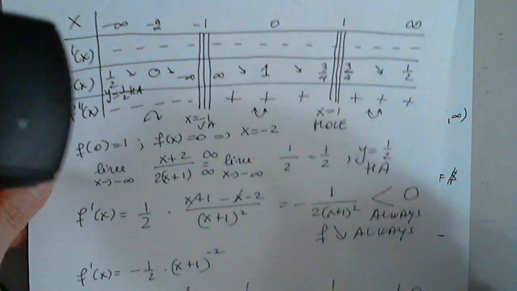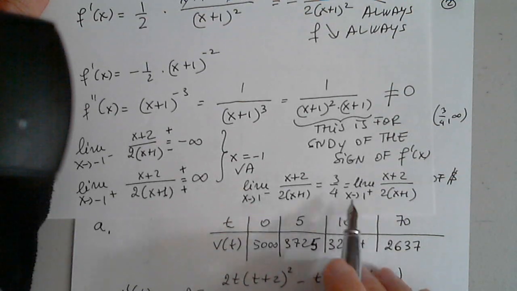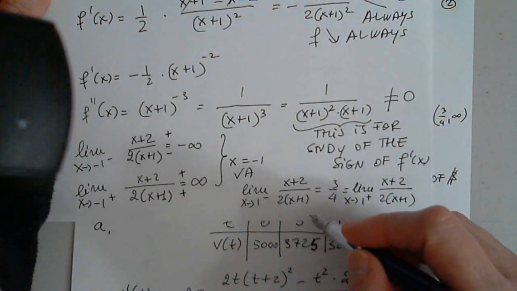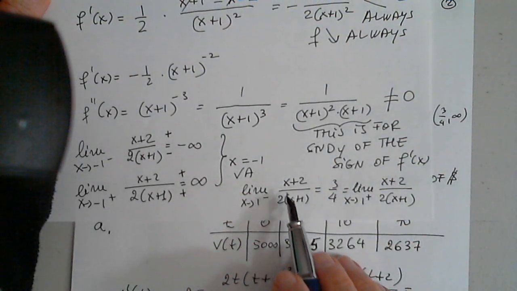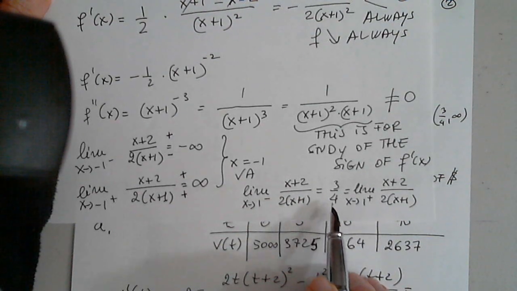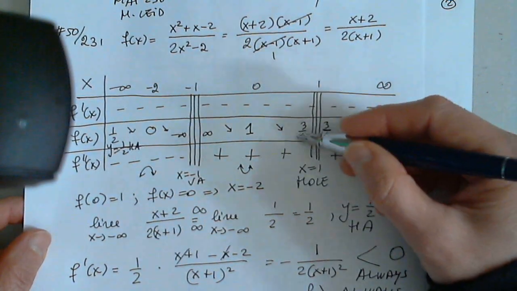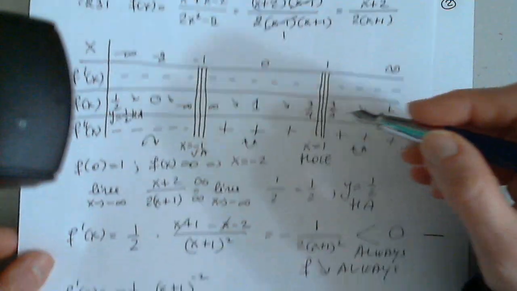And also, the limit as x approaches 1 from either side of x plus 2 over 2 times x plus 1: 1 plus 2 is 3, 1 plus 1 is 2, times 2 is 4. So this is the hole. 1, 3/4 will be the hole.